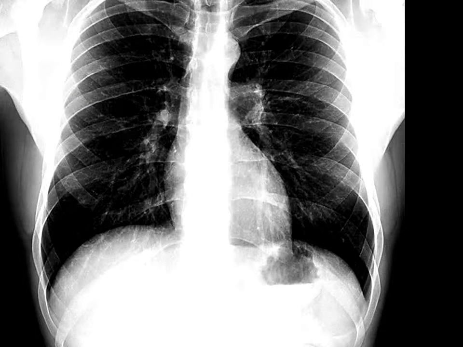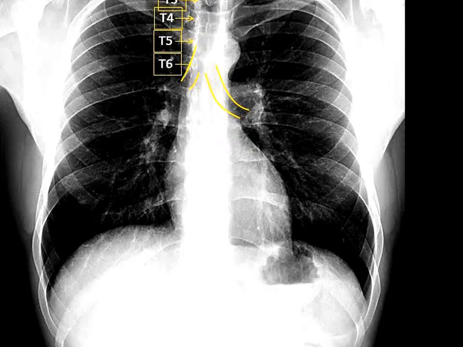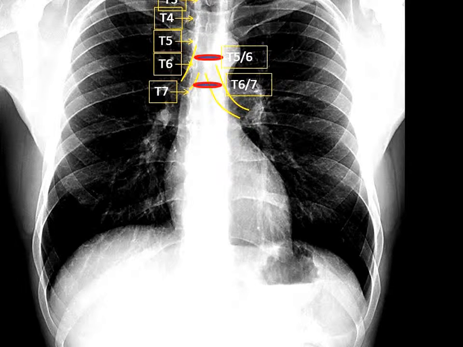So here's a normal chest film again. We can see the left and right main stem bronchi and estimate the carina that way. If this wasn't immediately visible, we could go to look for the first rib anteriorly and then find the second rib. Using the second rib we follow back to find T2 and then count down the vertebral bodies T3 and T4, T5, 6, and 7. That way we've localized the T5, T6, and the T6, T7 disc spaces.